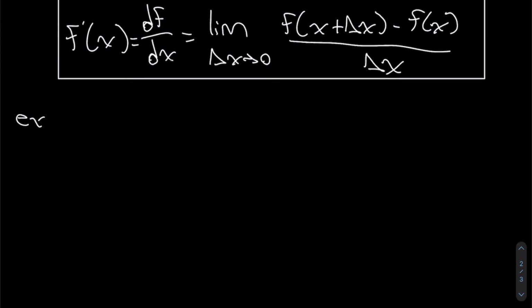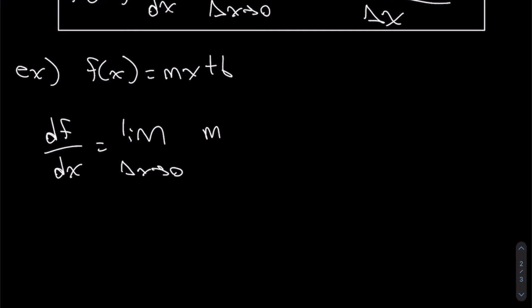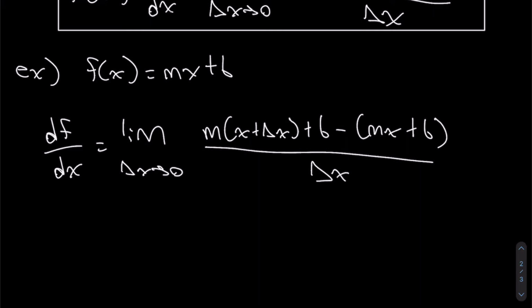So let's do an example. Let's take the function f at x equals mx plus b, which, as you probably know, is the ordinary equation of a line. So if I want to find the derivative, I take the limit as delta x approaches 0, and first I do f at x plus delta x. So where x is, I put x plus delta x. And then I subtract f at x, which is mx plus b, divided by delta x.